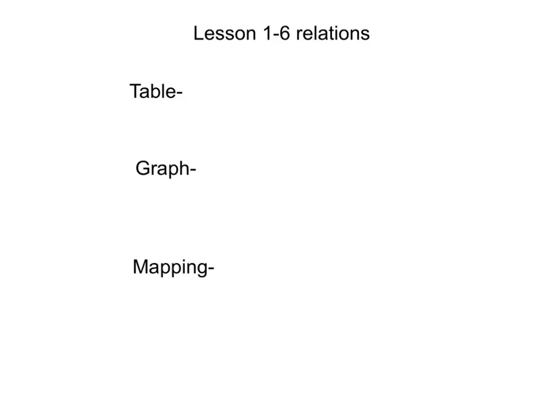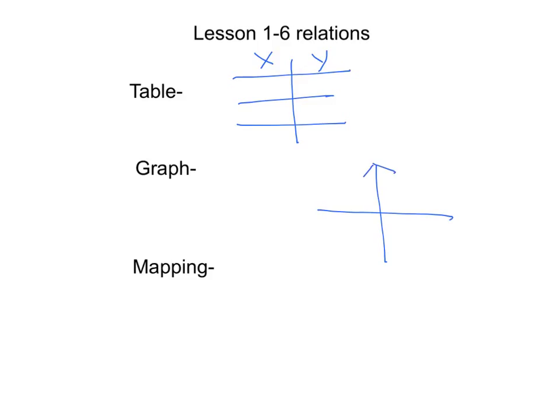Lesson 1-6, Relations. There are 3 different ways that we can represent relations. The first is the table, where we set up our columns and our rows, have our x and y values, and place them beside each other. Then we have a graph, where you graph your coordinate points on your x and y axis.